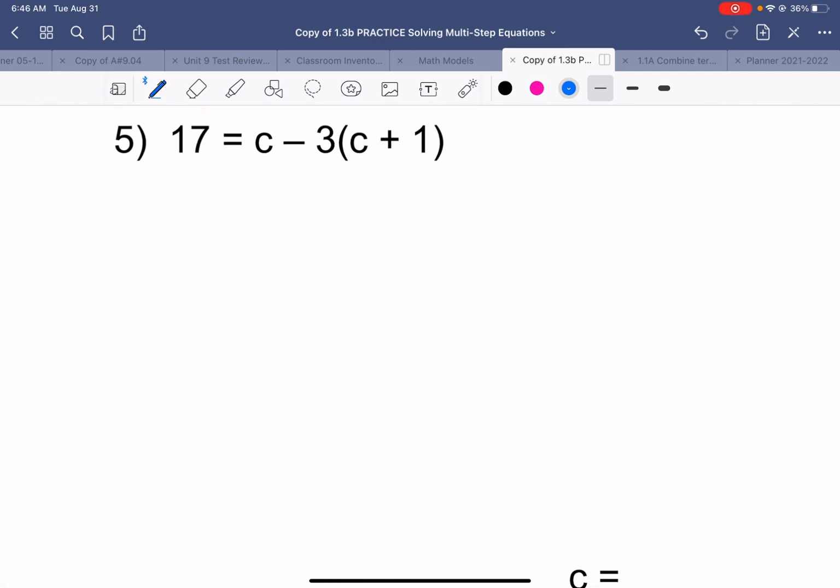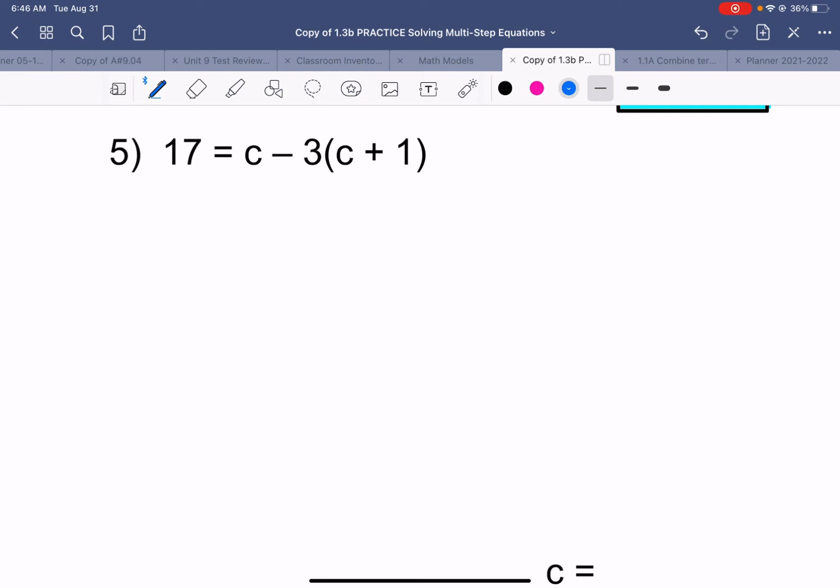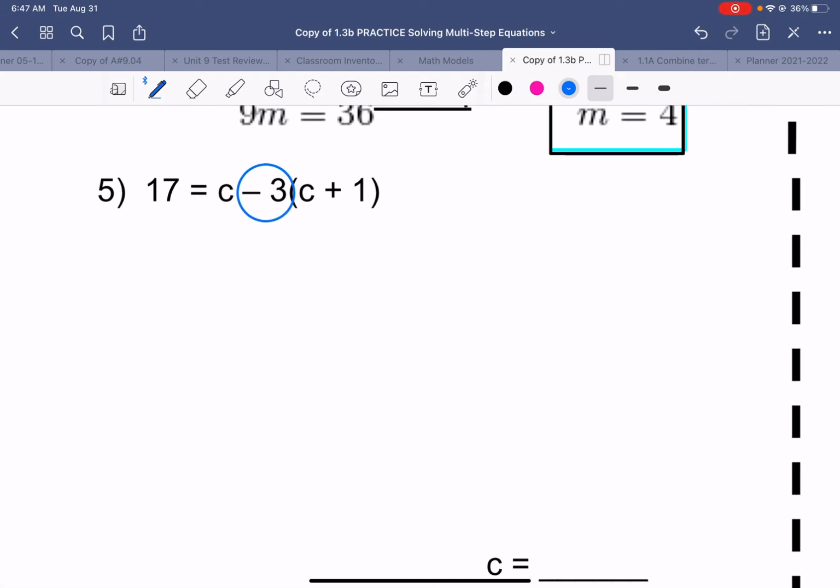All right, this one right here. All right, so I see parentheses. So step 1, I'm going to have to distribute. But here's the kicker. I'm distributing by a negative 3. Not just a 3, but a negative 3. Okay, always use the sign in front of it. So I have a negative 3 times c, which is a negative 3c, and a negative 3 times 1, which is a negative 3. Everything else that I do not use while I'm in my distributing step gets brought down. So I have a c in front of that negative 3c equal to 17. Do not forget to bring this c down.